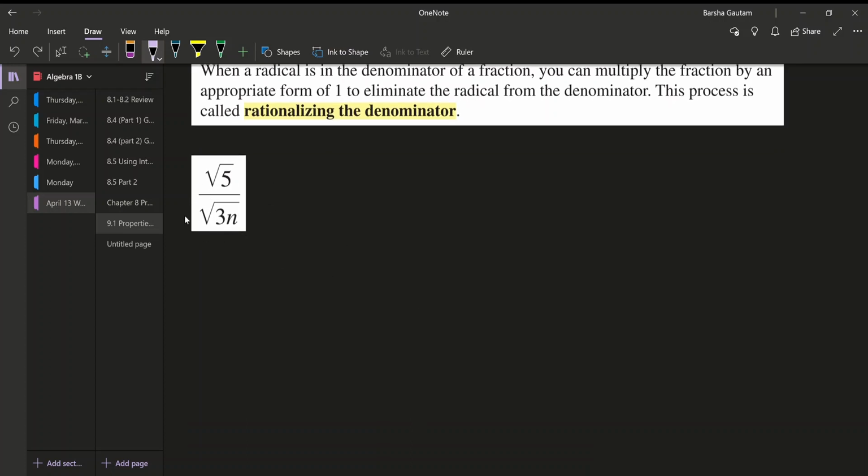So we want to get rid of this radical symbol on the bottom. So how are we going to remove this radical symbol? Well, what if we just multiply it by the same number on the bottom? And that's what we're going to do. So we're just going to multiply it by root 3n. But if we multiply the bottom by root 3n, we need to multiply the top part by root 3n. Right? And if we do that, we'll get rid of this radical symbol. And that's the goal.